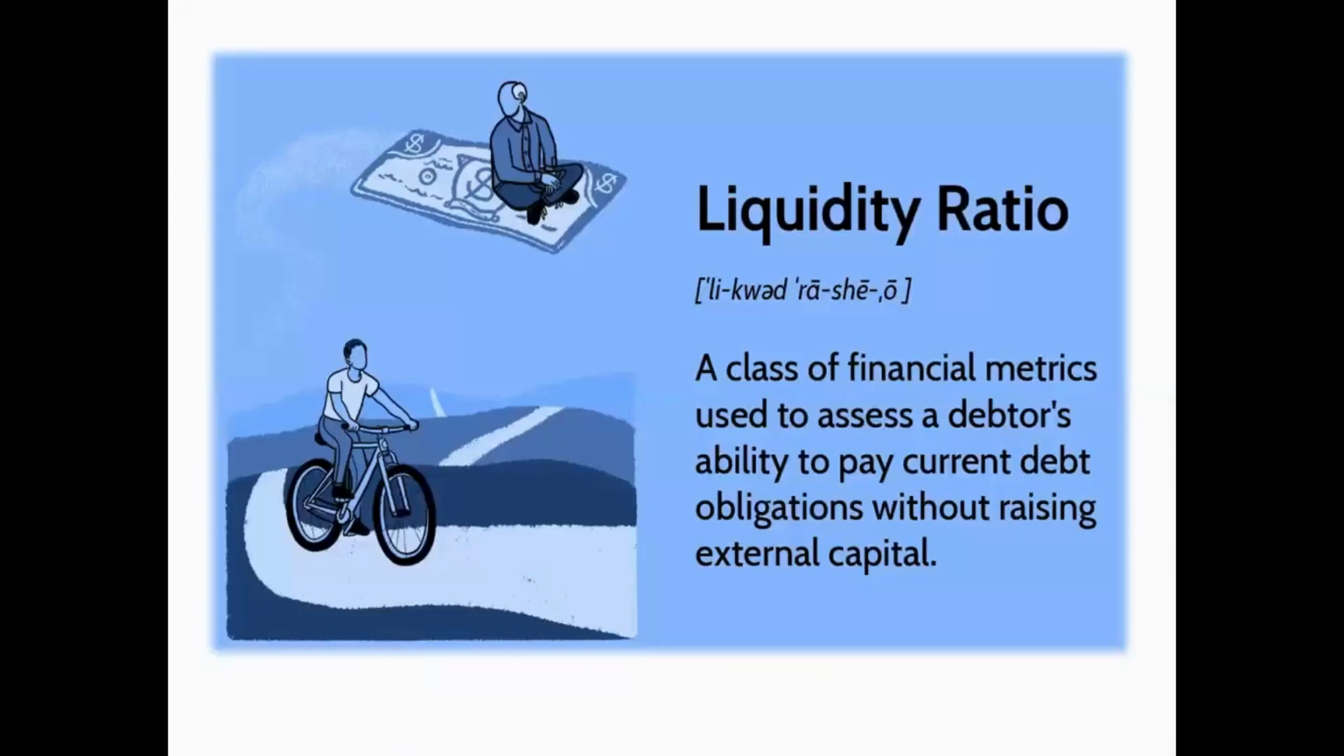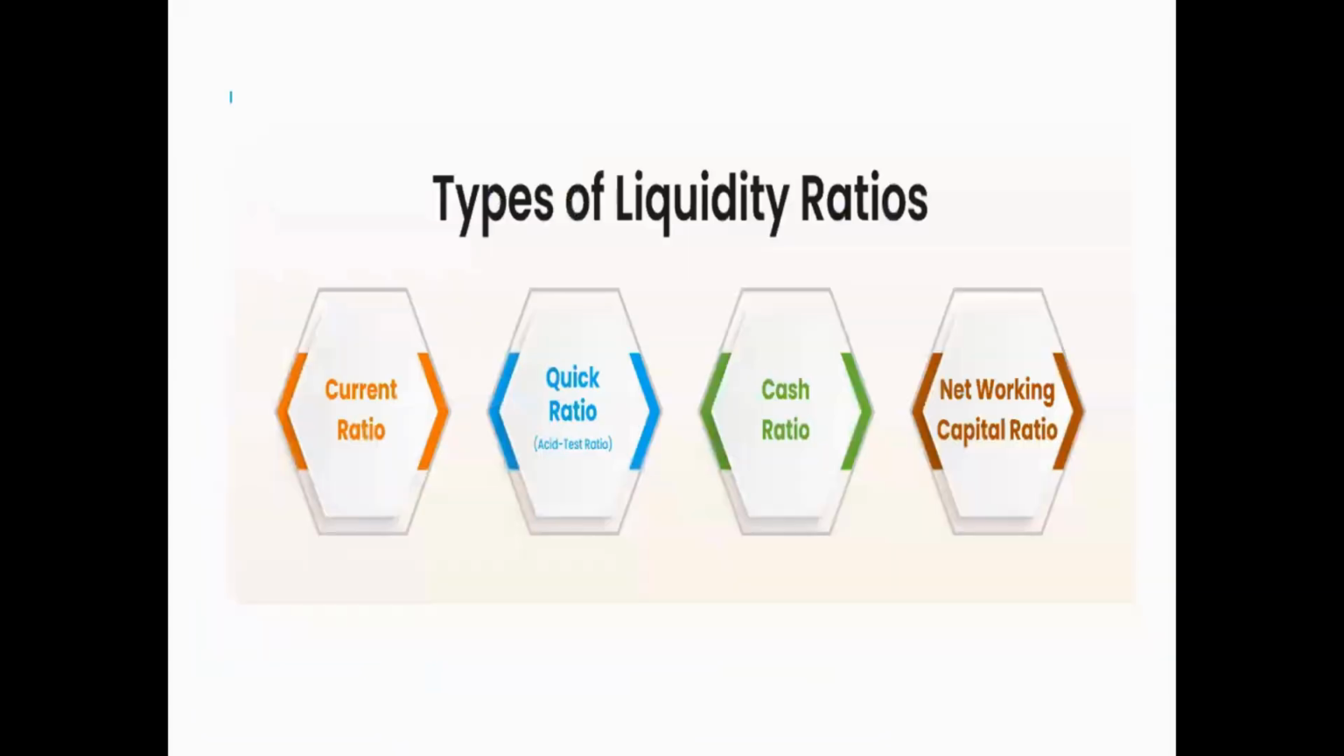First, liquidity ratio analysis. Liquidity ratio is a class of financial metrics used to assess a debtor's ability to pay current debts and obligations without raising external capital. These are the types of liquidity ratios: one is current ratio, second quick ratio, third cash ratio, and fourth is net working capital ratio.